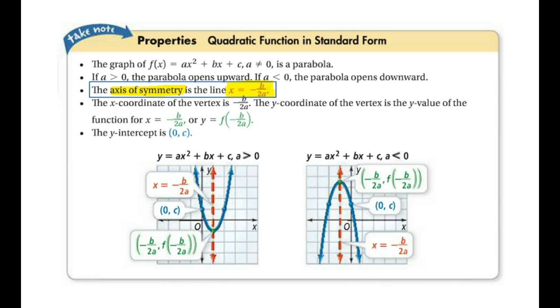If you are curious as to how we came about this equation, x equals -b over 2a, on page 203 of your textbook, there is basically a proof or a way to get that equation.